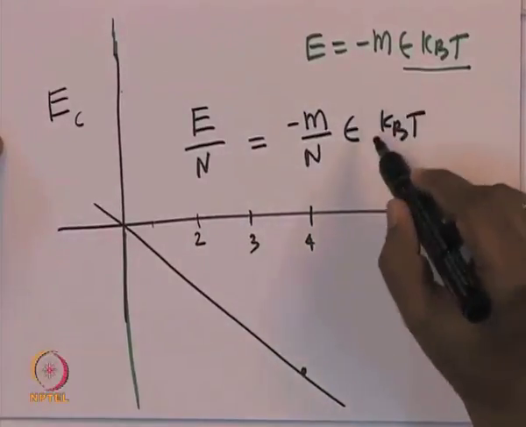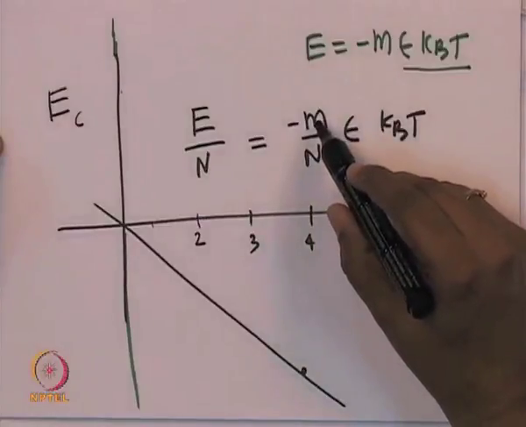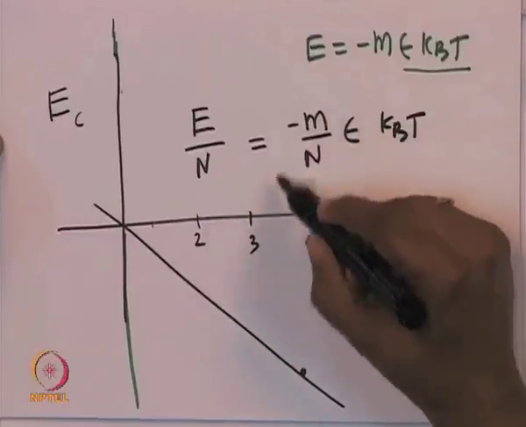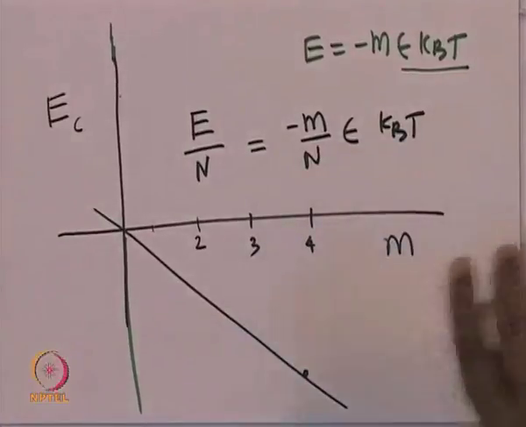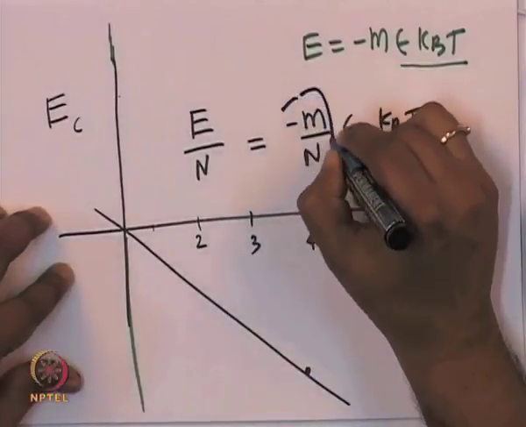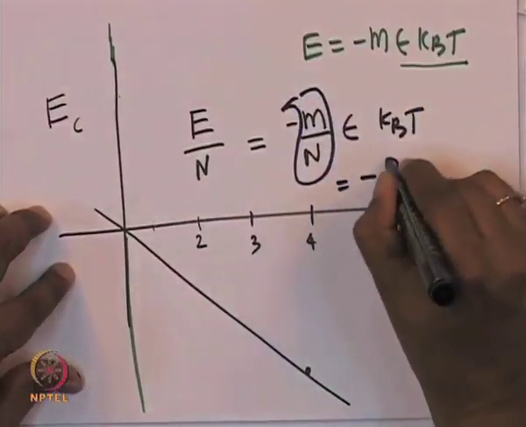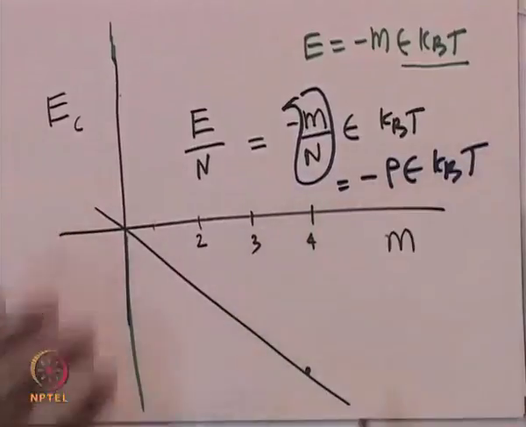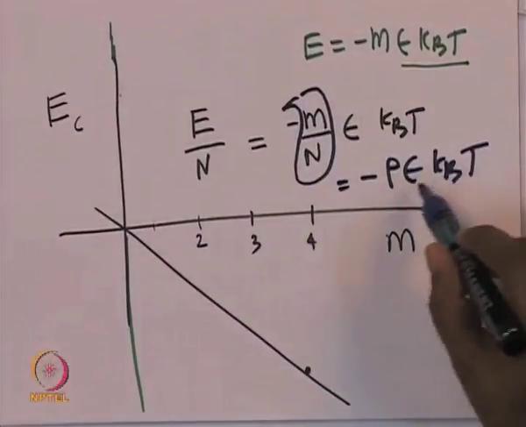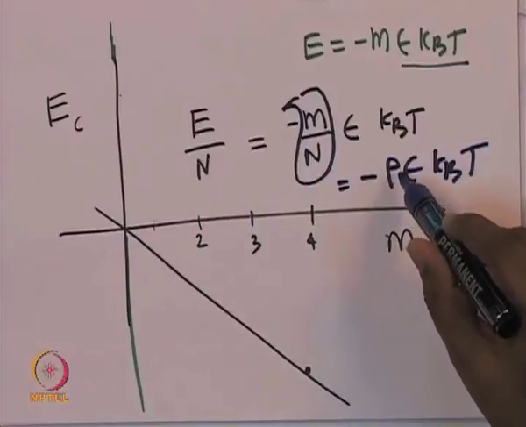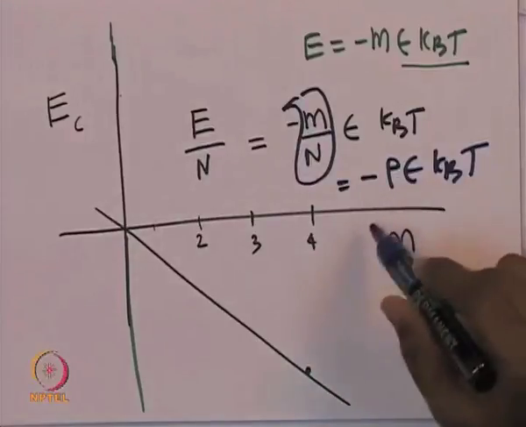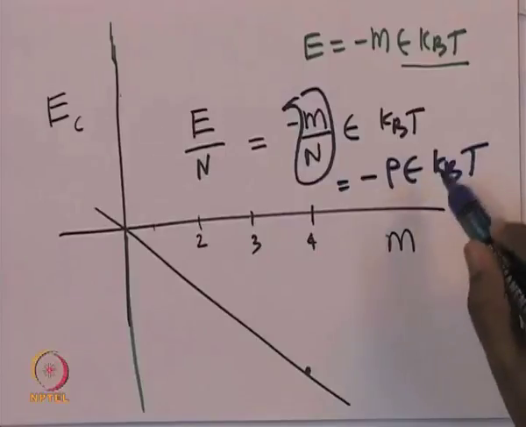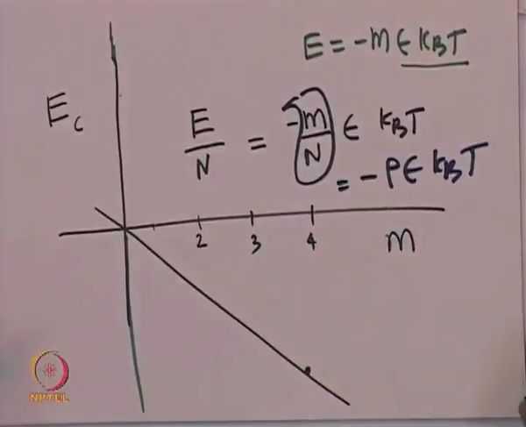There are n binding sites, and m proteins bind. So m by n is the fraction of proteins bound. Let us call this fraction rho, a density or fraction. So this becomes minus rho epsilon kBT. We rewrite it in a simpler fashion so we can use rho more easily. Rho is basically a density: how many proteins are bound out of the n binding sites. Now, we have to think about entropy.